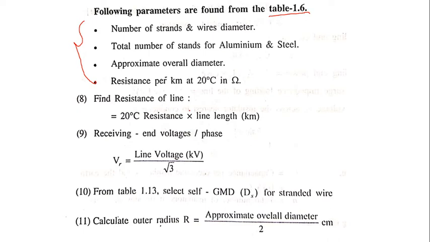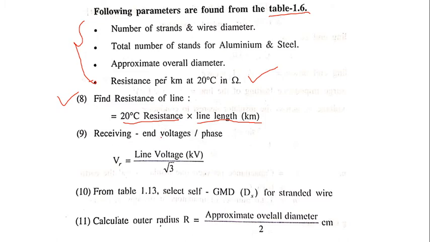So finding the resistance of the line, the equation of resistance of the line is equal to the 20 degree resistance into the line length in kilometer. The line length we already have, and the 20 degrees Celsius resistance we are going to find from table number 1.6. So remember, open up your table number 1.6 and see the value of resistance. So this is the resistance of the line.